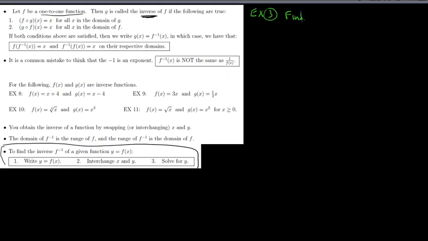Suppose we want to find the inverse, f inverse, for the function f of x, and I'm going to make my f of x equal to 4x minus 5. So 4x minus 5. Well, you know what? I changed my mind. How about 4x minus 8?